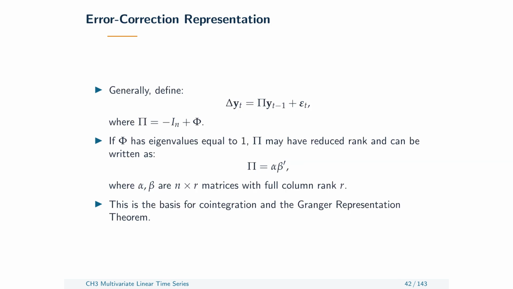Rewrite a first-order VAR in differences. The change in y equals a matrix pi times lagged y plus an innovation. When pi has reduced rank r, it can be factored into alpha times beta prime. Beta contains r cointegrating relations, while alpha describes how each variable adjusts to past equilibrium errors. This is the core error correction idea.